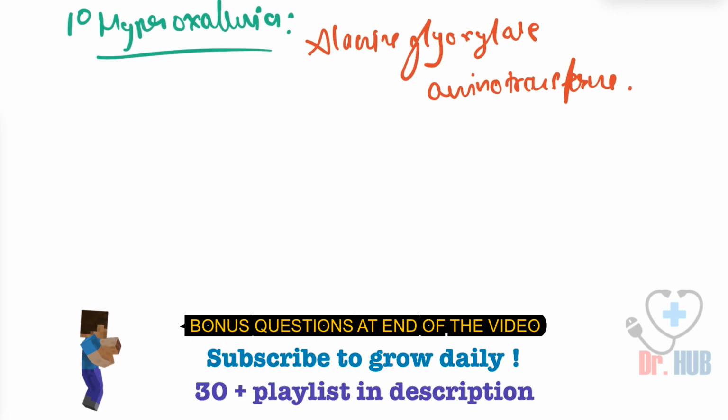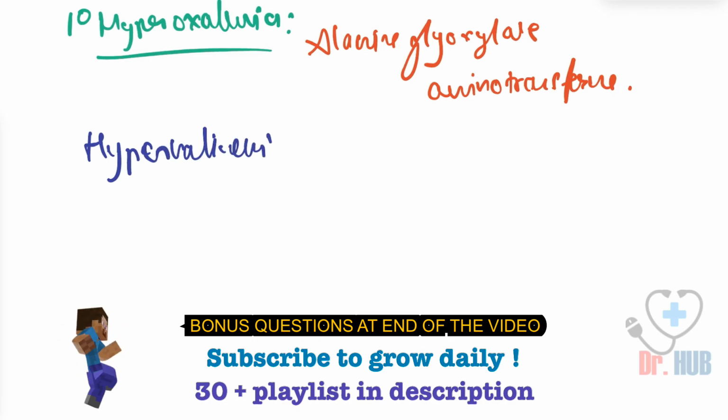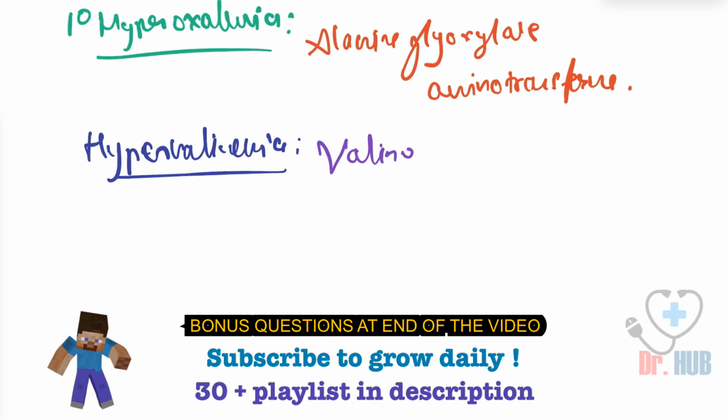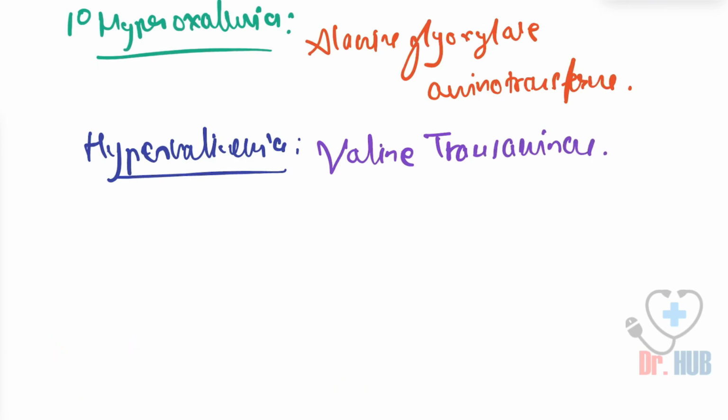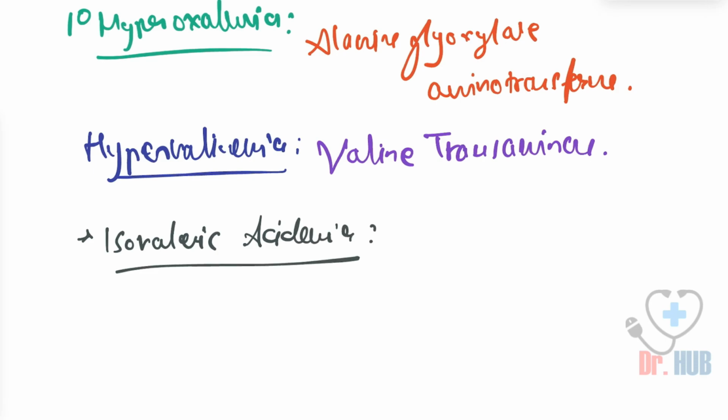Then we move on to hypervalinemia. So what is hypervalinemia? Here the enzyme defect is of the valine transaminase. Then we look at isovaleric acidemia. It leads to the enzyme defect of the isovaleryl CoA dehydrogenase.